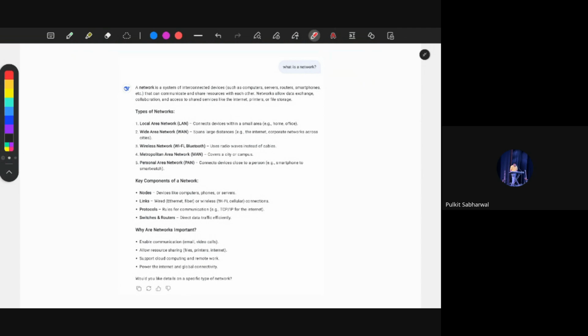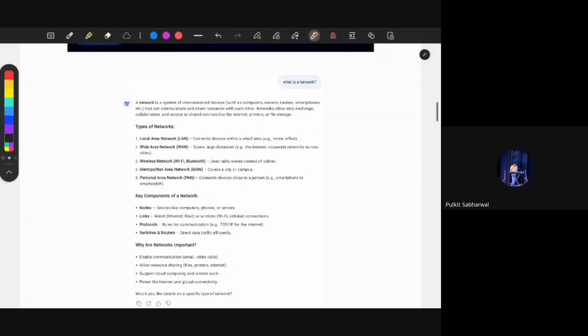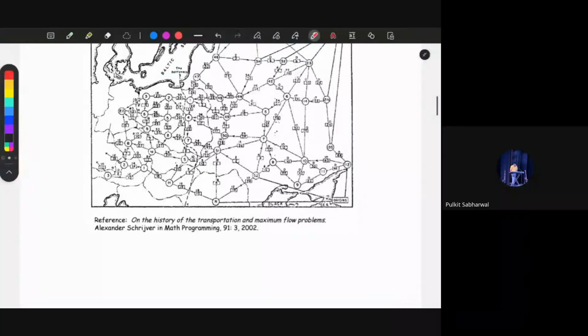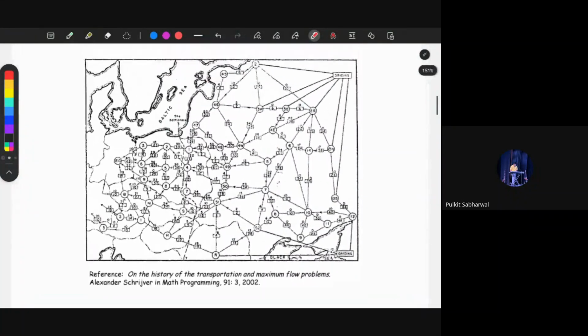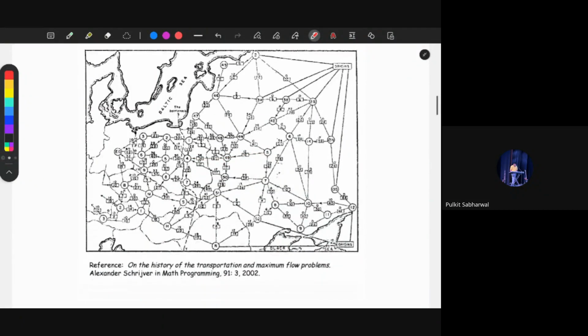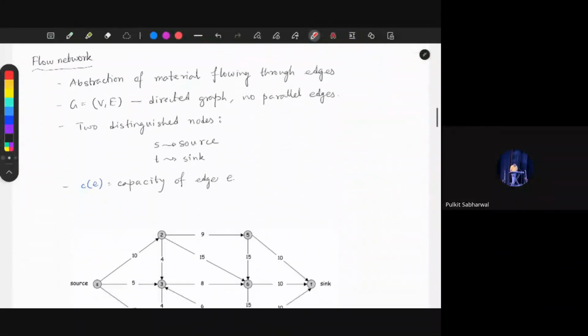So in general culture, maybe this is the one that people talk about. But we'll talk about this kind of network actually, where we have various kinds of nodes, and between the nodes the edges are directed, of course, with weights. Okay. So we'll talk about flow networks.